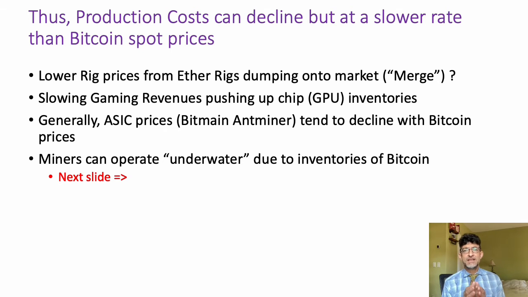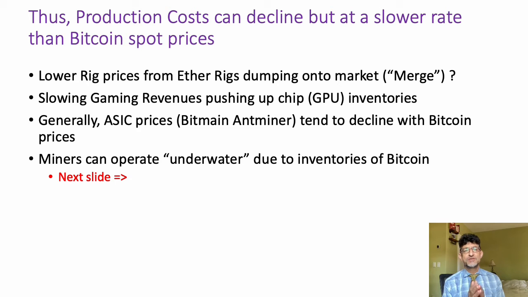Like, I think many of you know, everyone's talking about this merge where Ethereum moves from proof of work to proof of stake. And I have a question. How is that going to affect production costs? Are there going to be rigs or ASIC chips being dumped on the market? If they're dumped on the market, with higher inventories, that's going to cause ASIC prices to go down, and production costs of Bitcoin to go down.